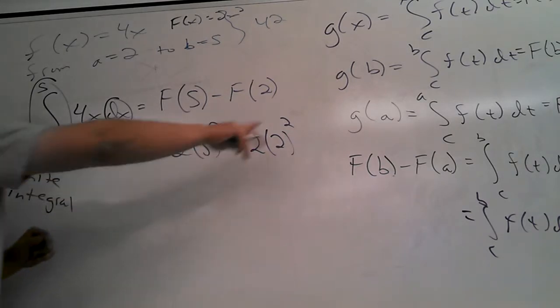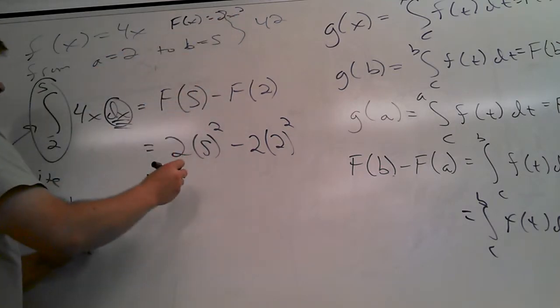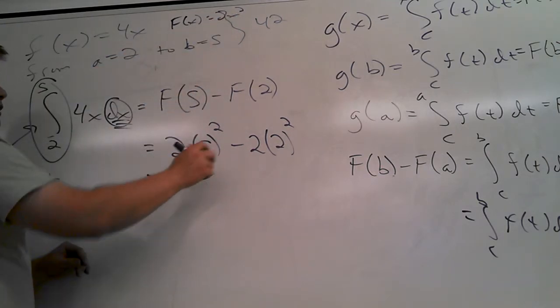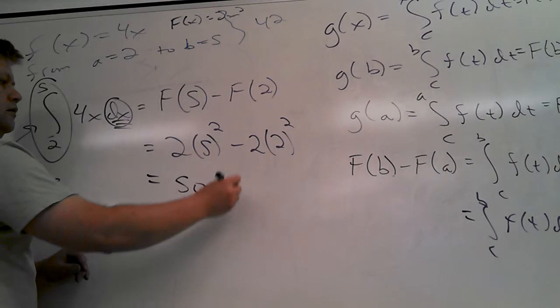All right. So what do I get here? Hopefully 42. So here you get 50 minus 8.